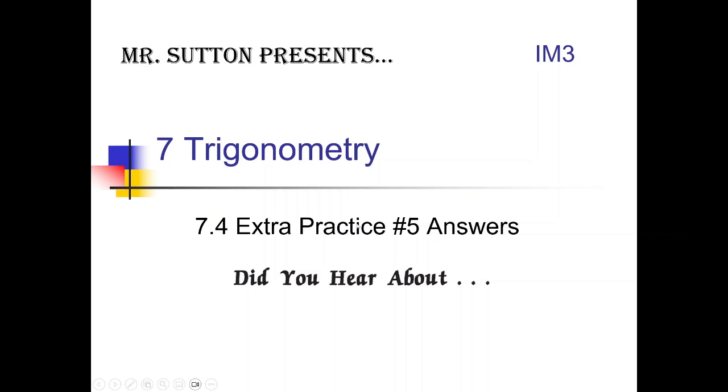Hello there, Mr. Sutton here, bringing you the IM374 Extra Practice number 5 solutions on applications of right triangle trigonometry. There's a puzzle that goes with this one. Let's take a look at that.